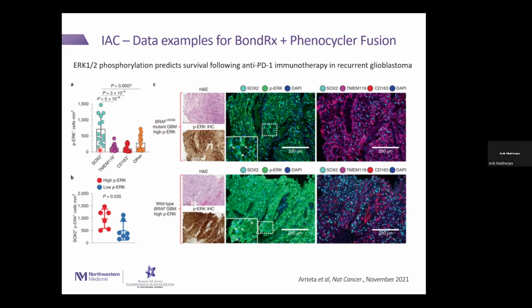Once they stained the slides with their panel, what they found was that the PRC positive cells were more expressed in SOX2 positive cells, the tumor cells, as compared to the other myeloid cells like TMEM119 and CD163. Similarly, they compared the SOX2 positive and PRC positive double expression in high PRC glioblastomas and low PRC glioblastomas, and found that this double positive population was higher in the higher phosphorylated ARC population.